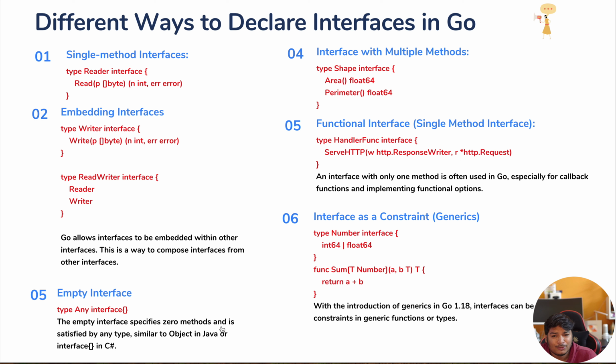First way, single method interfaces, which is just type, then the interface name, for example Reader here, then the keyword interface, and then in the second bracket just mention one method. For example, Read, we can use this Read method to read the bytes.